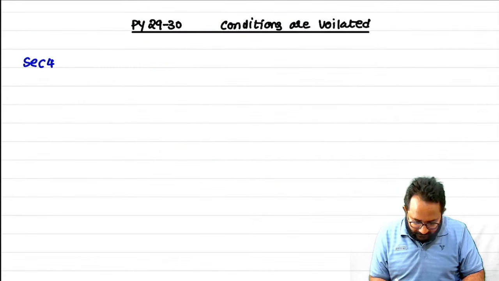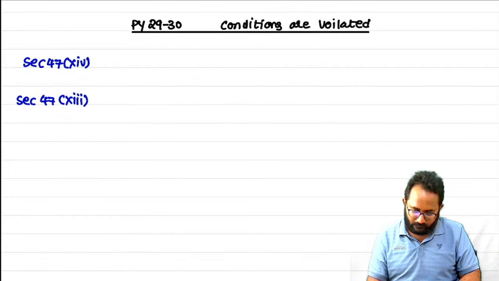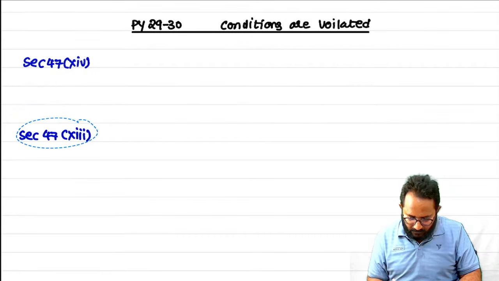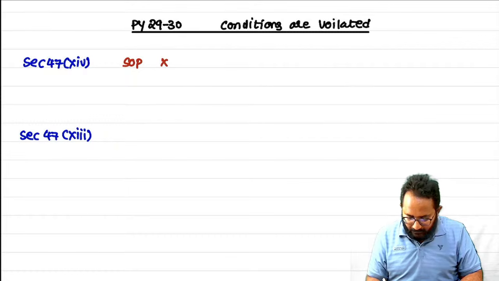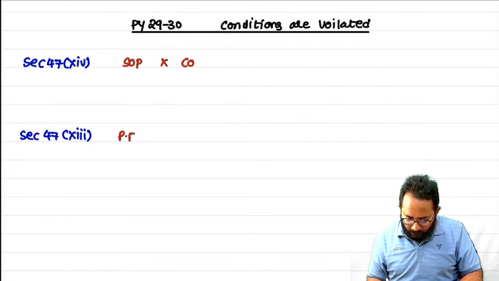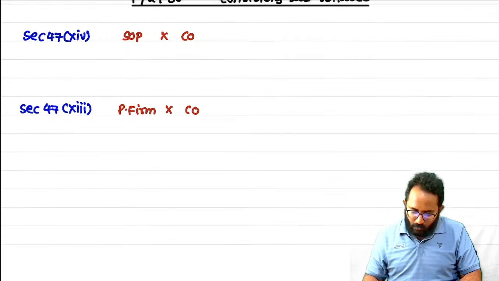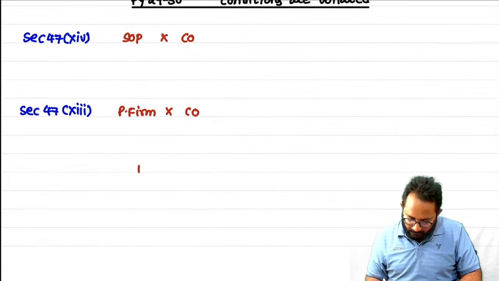Section 47, subsection 14 and 30. What is that? Sole proprietorship to company, partnership firm to company. Now, in which year did the conversion happen? Previous year.